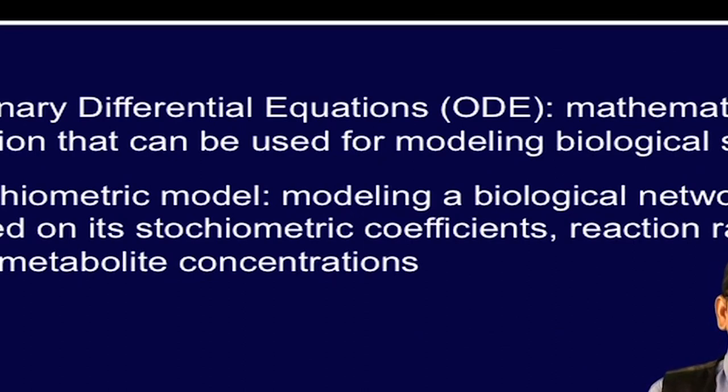What are ordinary differential equations and stoichiometric models? The quantitative analysis measures and names to make models for precise kinetic parameters of a system's network component. It also uses properties of network connectivity. The ODE is a mathematical relation that can be used for modeling biological systems. The quantitative models mostly use ODE to link reactants and products concentrations through the reaction rate constant. To develop the computationally efficient and reliable models of the underlying gene regulatory networks, these ODE models could be used. The stoichiometric model is modeling a biological network based on its stoichiometric coefficients, reaction rates and metabolic concentrations.